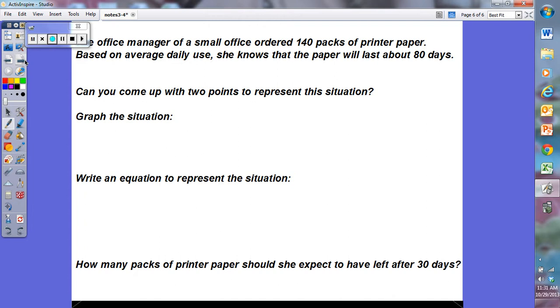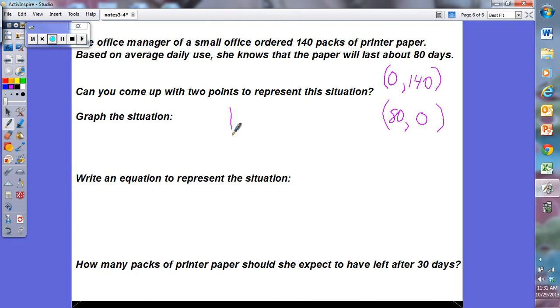Independent is usually some sort of time, minutes, days, seconds, hours, whatever. So I'm going to say that my independent variable is my days and my dependent variable is my number of packs of paper. Well, at the start of this question, there has been 0 days. Right at the beginning, 0 days and 140 packs of paper. After 80 days, how many packs of paper will she have left? Well, it's going to run out, so she will have 0 packs of paper left.